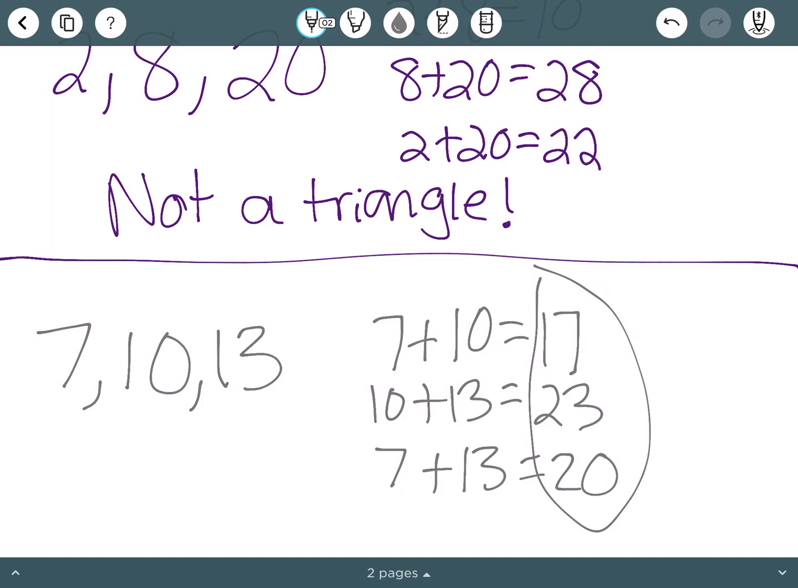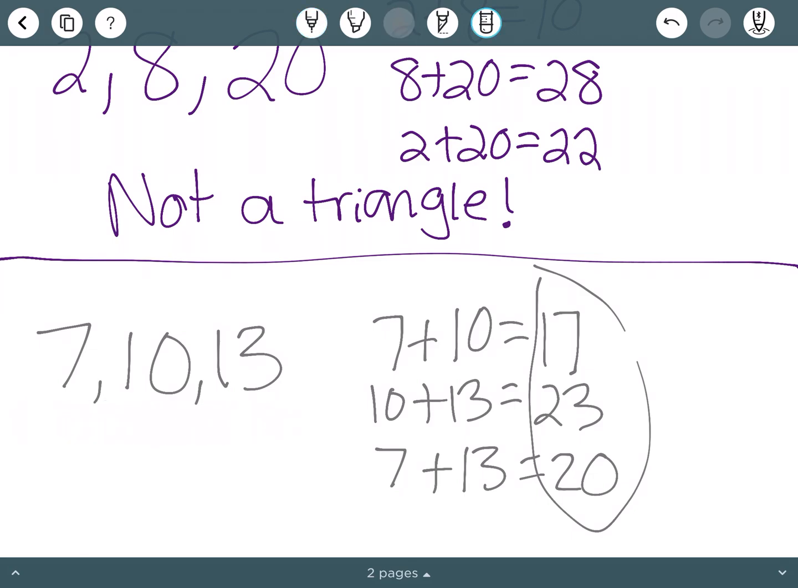Let's take a look at 17 first. So, do I have any side lengths that are greater than 17? No. So the sum of those two sides is greater than any given side. All right, let's have a look at 23. Do I have any sides that are greater than 23? No, I don't. So this one also works.